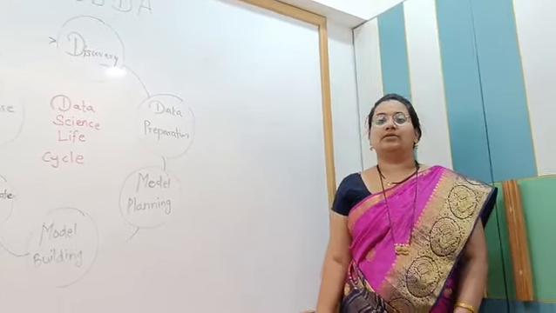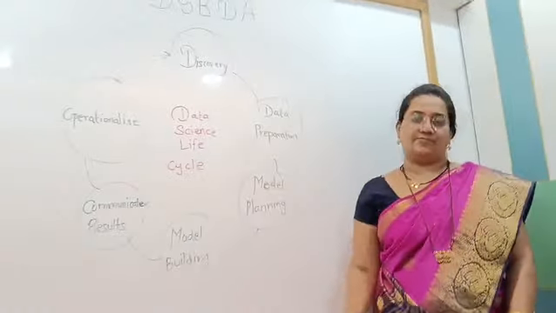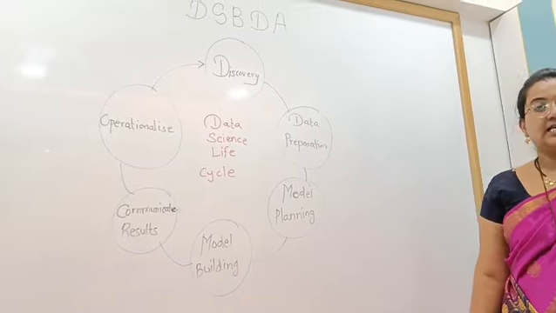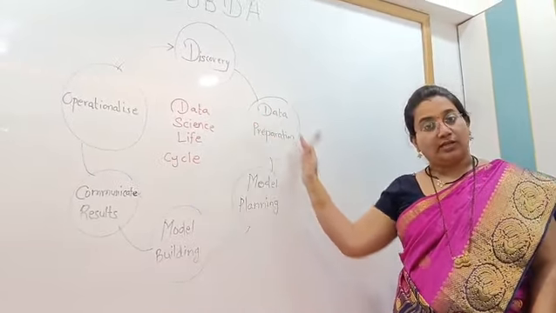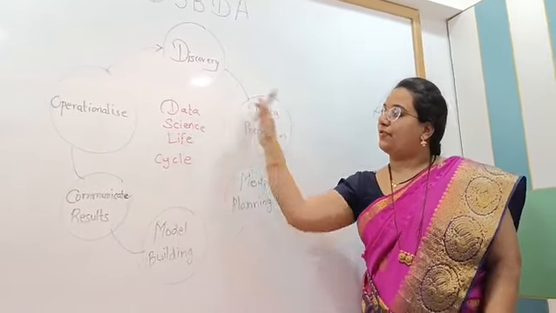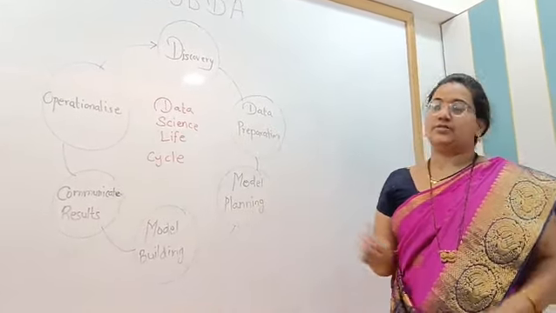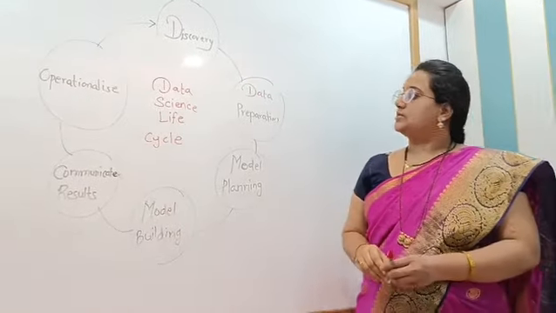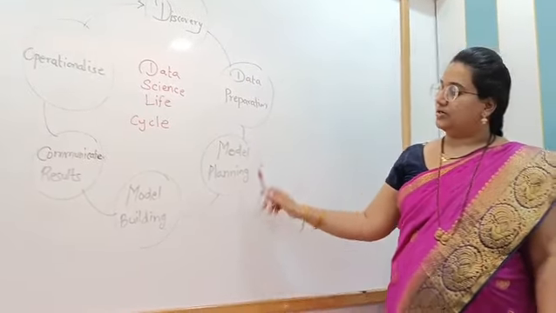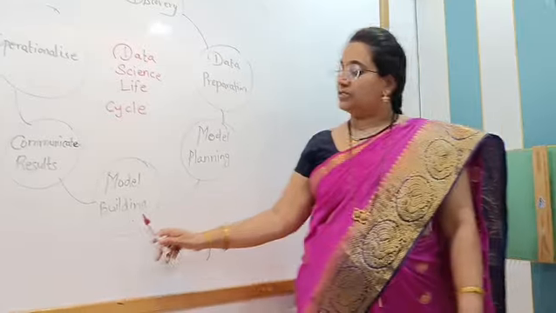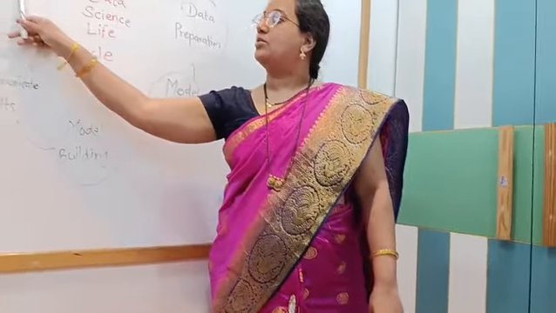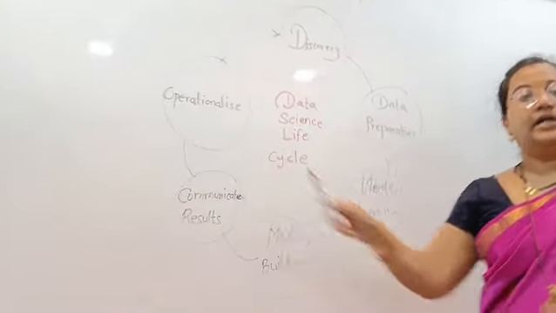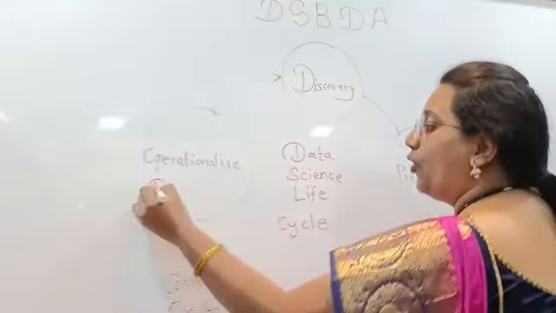Hello students, today we discuss the data science life cycle. The data science life cycle is a step-by-step process. It solves real world problems using six phases. First phase is discovery, second is data preparation, third is model planning, fourth is model building, then communicate results, and last phase is operationalize. It is also called the deployment phase.